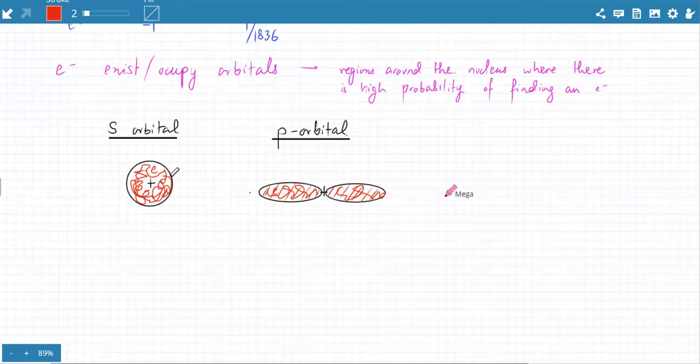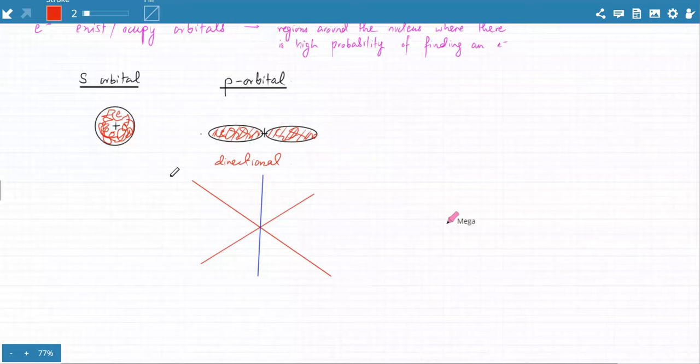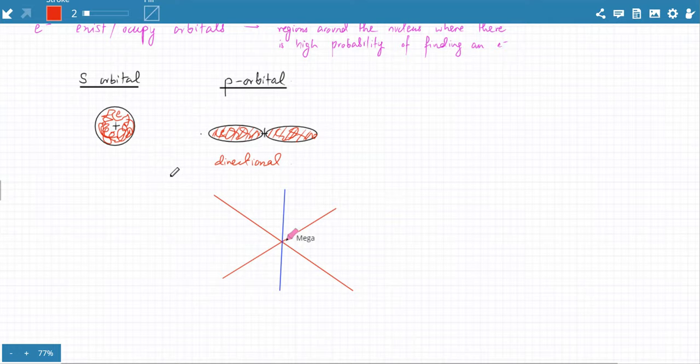Now, P orbitals are directional. What that means is that around the nucleus, there are three axes: an X, Y, and a Z axis. A p orbital is directional, which means that if you rotate it, with the nucleus in the center, a p orbital could be lying on the x-axis. So the electron in the p orbital could be present on the x-axis.